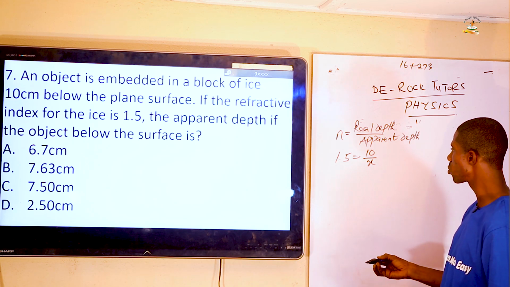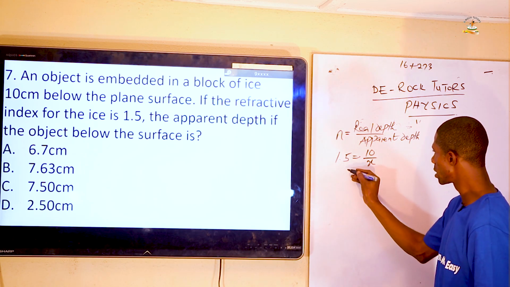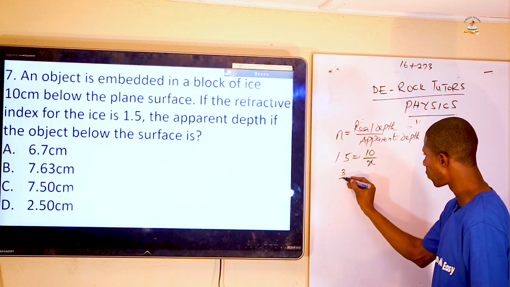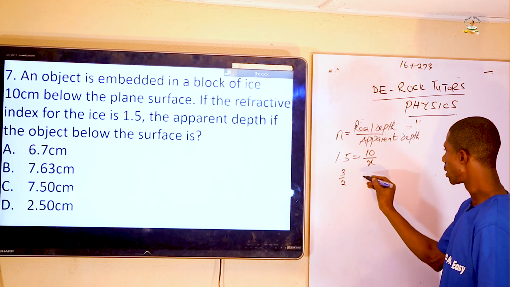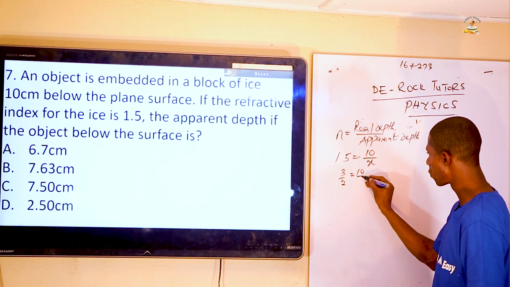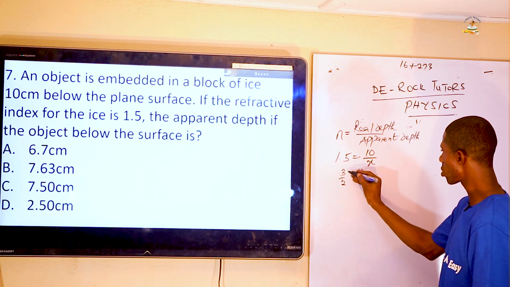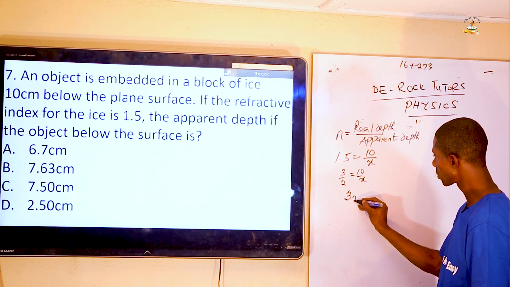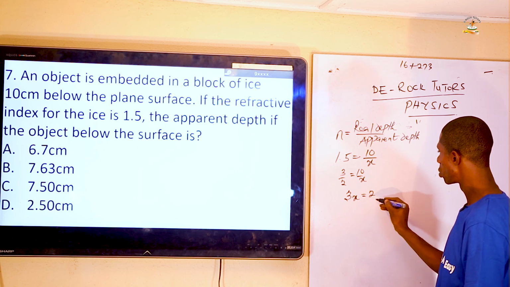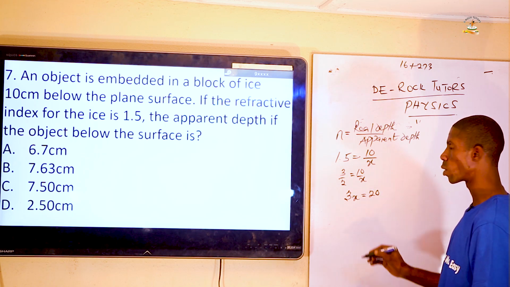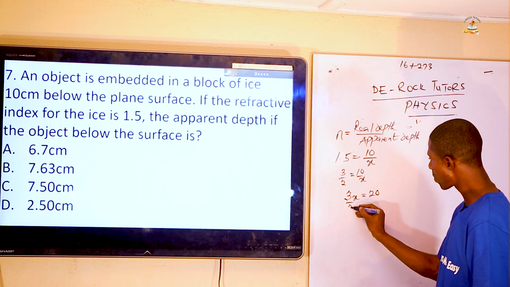So what we have to do now is to cross multiply. The same 1.5 can still be 3 over 2, equals 10 over x. If I cross multiply, I will have 3x equals 2 multiplied by 10, which will give me 20. So dividing both sides now by 3.